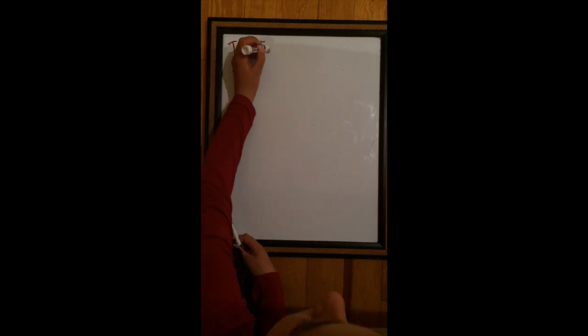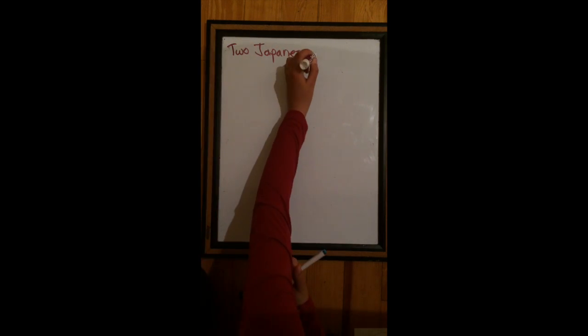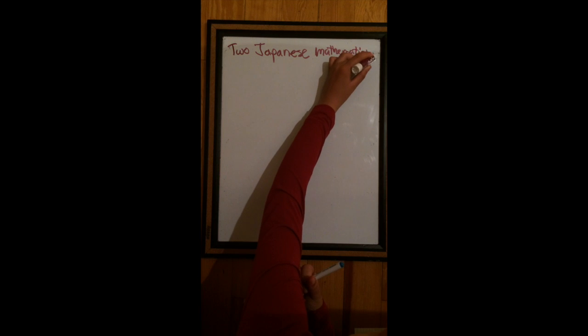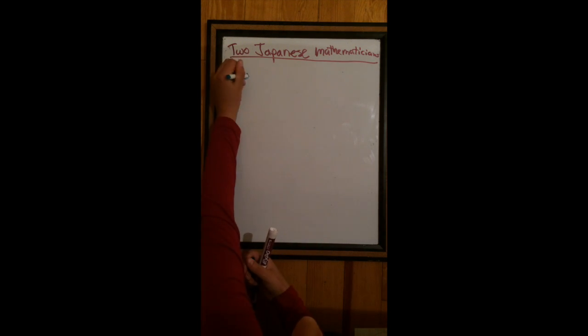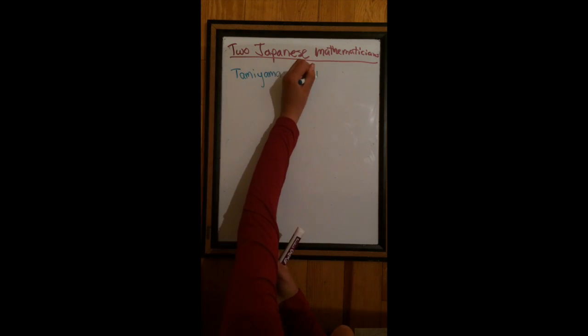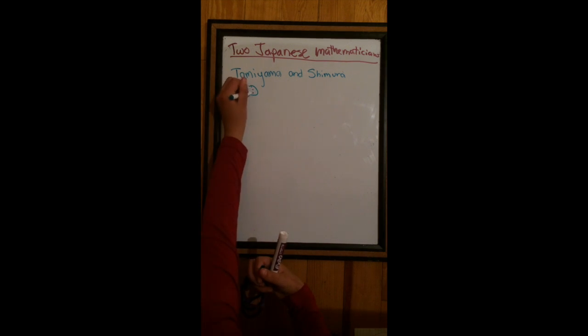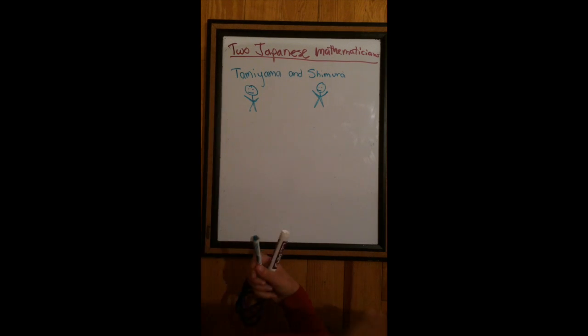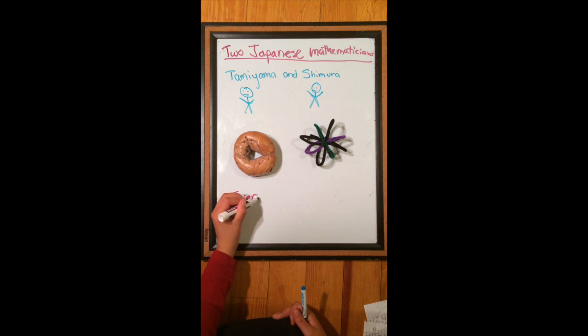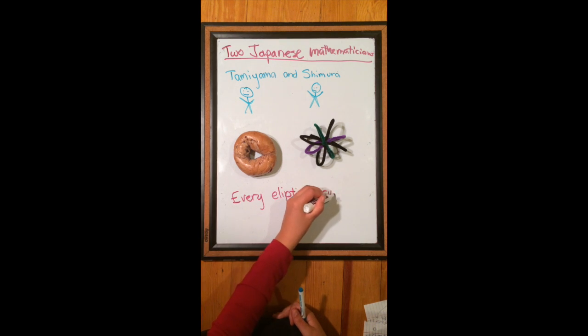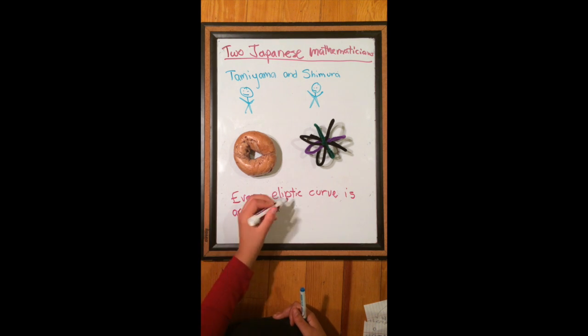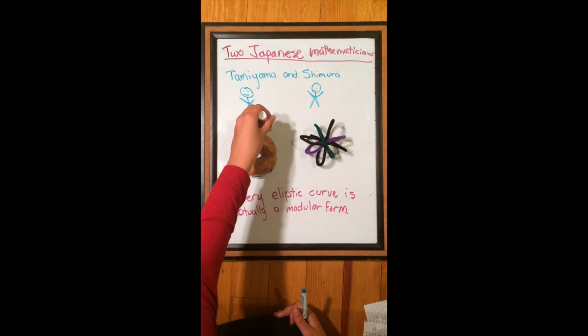Getting back to the two Japanese mathematicians. Their names were Taniyama and Shimura, and they came up with a conjecture together. They said that every elliptic curve is actually a modular form. This became known as the Taniyama-Shimura conjecture.